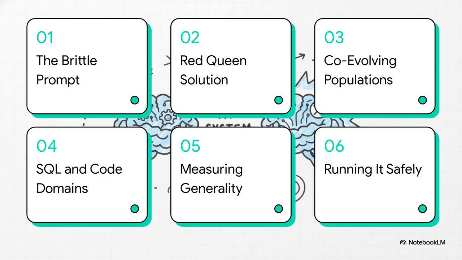Here is our quick roadmap for today's explainer. We'll start with the brittle prompt problem, move into the Red Queen solution, look at co-evolving AI populations, check out the SQL and codomains, talk about measuring true generality, and finally wrap up with running it safely.